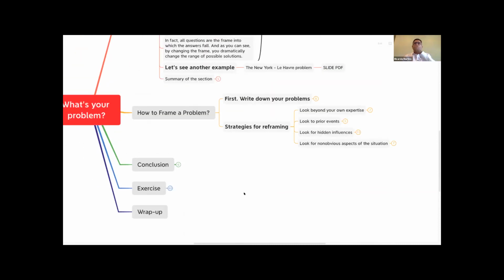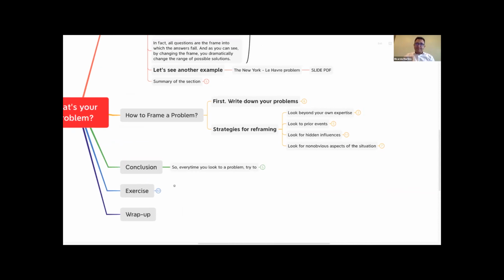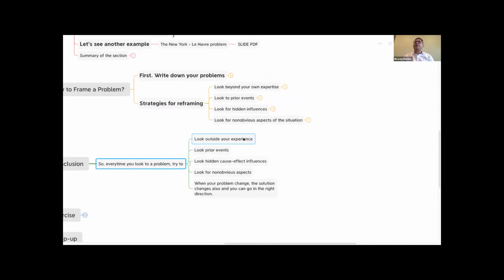So the conclusion is, every time you look at a problem, try to look outside your experience. If you are a UX designer, try to look at it like people that work in transportation, that work with biology. Look at the prior events. What happened before? Look at hidden cause-effect influences. So remember the marshmallow. And look for non-obvious aspects. When your problem changes, the solution changes also, and you can go in the right direction. So this is the importance of reframing your problems, okay?